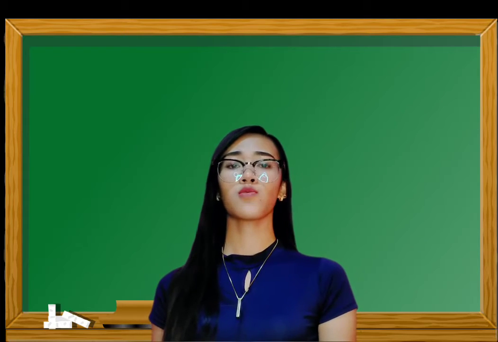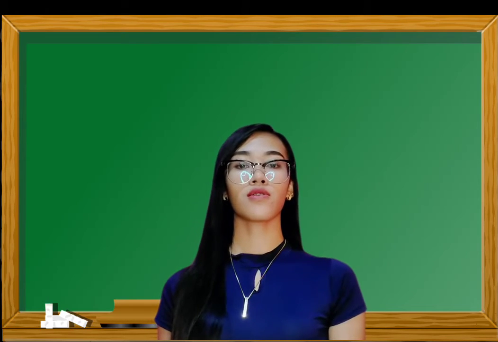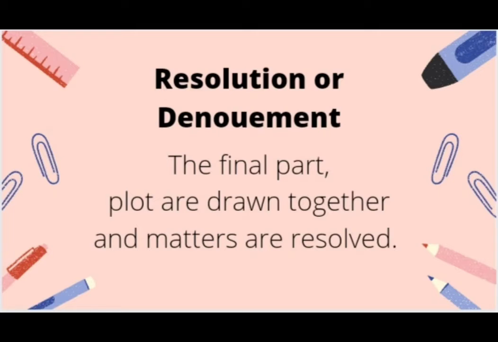Next element of plot, next to climax, is falling action. So what is falling action? In falling action, we see things start to wind down. It is what happens near the end of the story after the climax, and it is the resolution of the major conflict. The last element of plot is resolution, or also called the denouement. The resolution or the denouement is the final part. Plots are drawn together and matters are resolved.